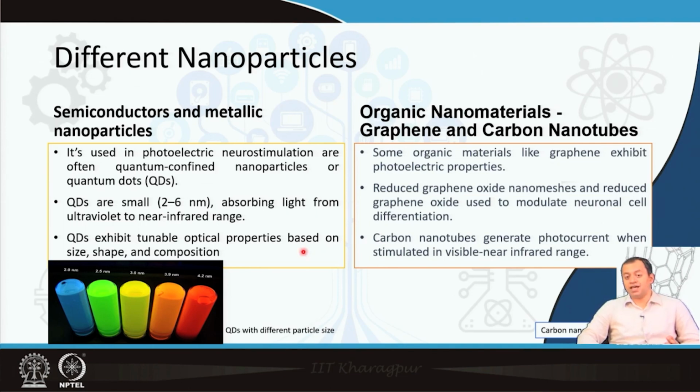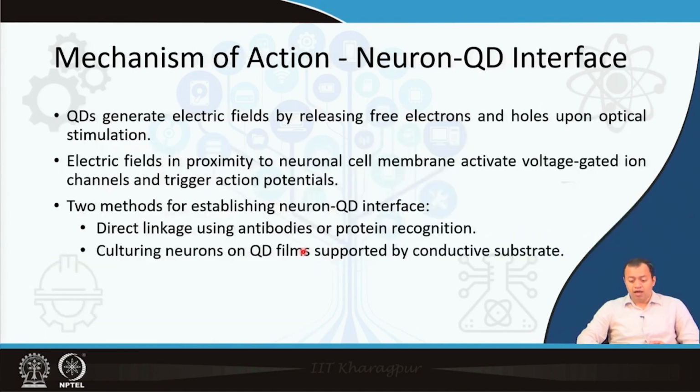Their advantages are: A, they are small; B, because of their small size, they have less cytotoxicity, cellular toxicity; C, they can produce a plethora of mechanisms of action: photothermal, mechanical, photoelectric, etc.